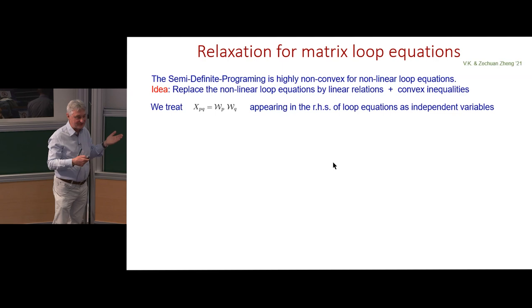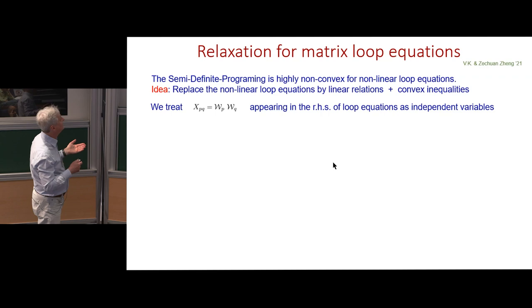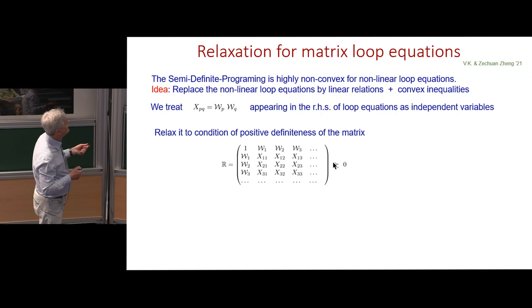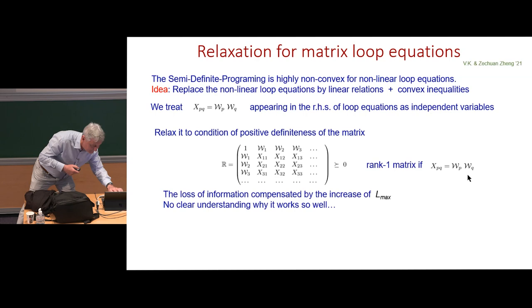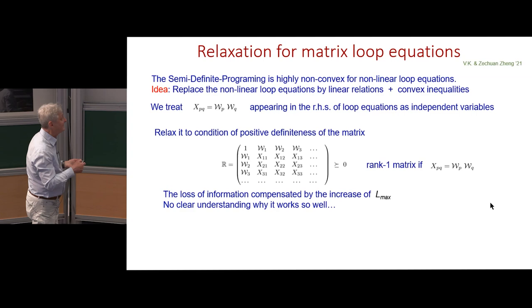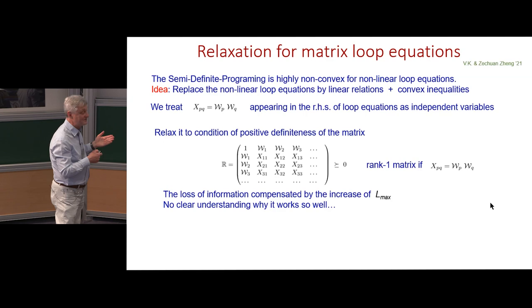But we have to constrain these X somehow, to remind that after all they should factorize into loop averages. And then we impose the following relaxation condition, which Zechuan found somewhere in the Bootstrap literature, and which is actually used also in conformal Bootstrap.